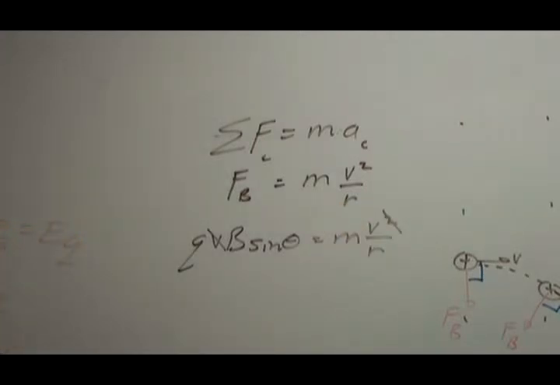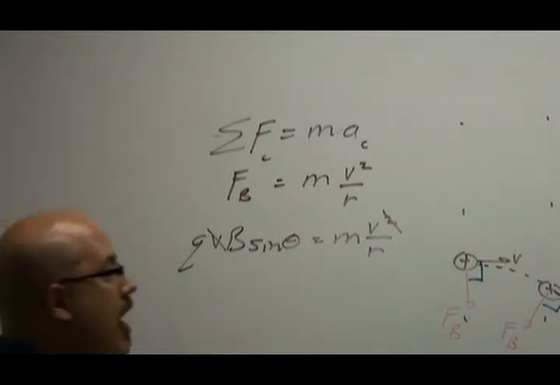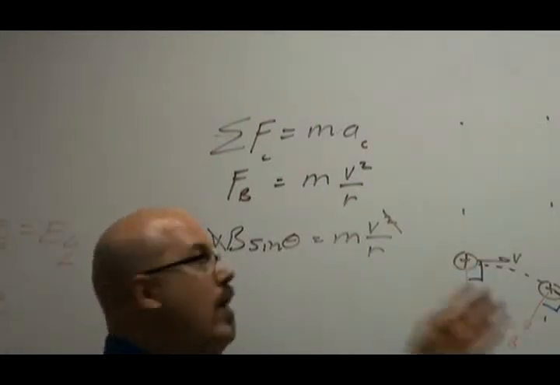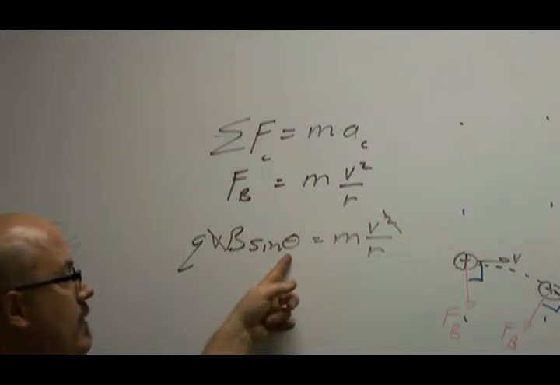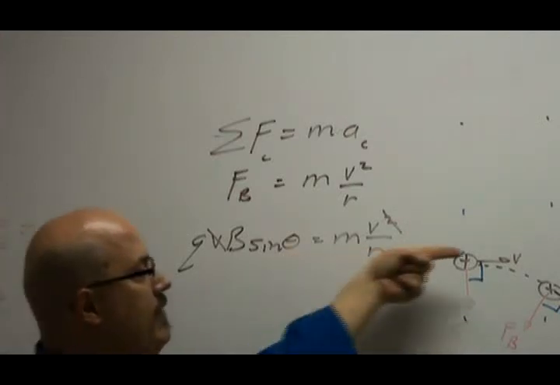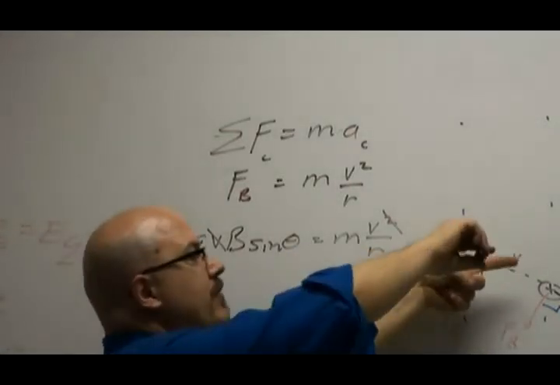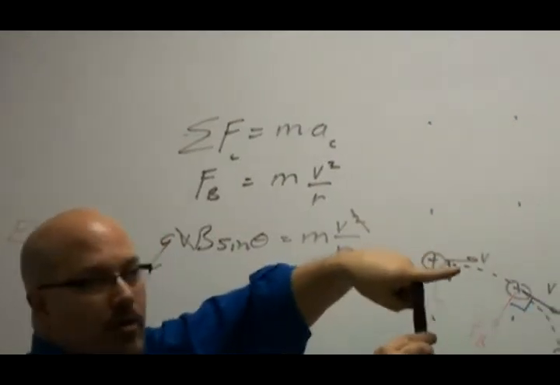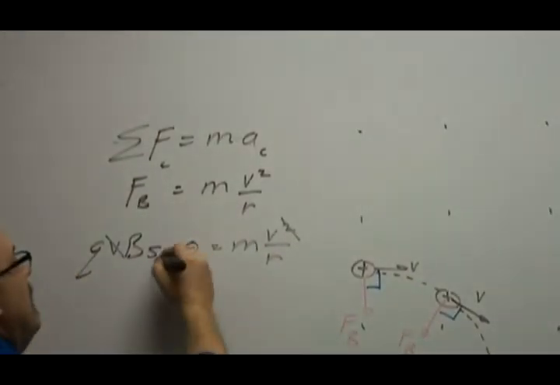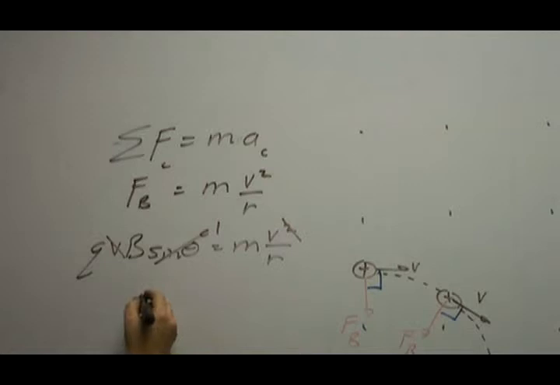And in our case, what's my theta? Let's see, V's that way, B field's this way. What's that angle? 90. So that's going to be 1. So I get, and this is the way they normally rewrite this.